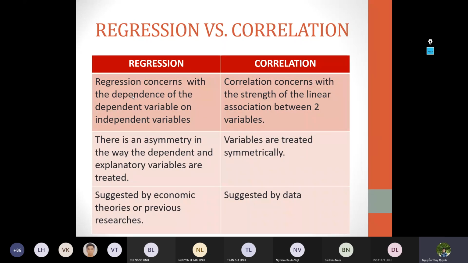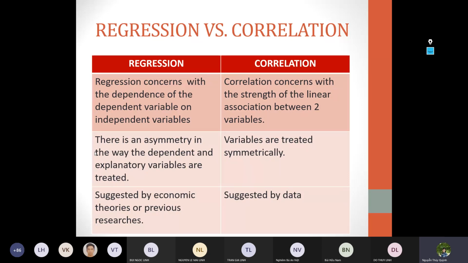For regression analysis, we have two types of variables in the model. We have dependent variables and independent variables, and their roles are different in the model. As we have discussed, the value of the dependent variable is explained by the independent variables.